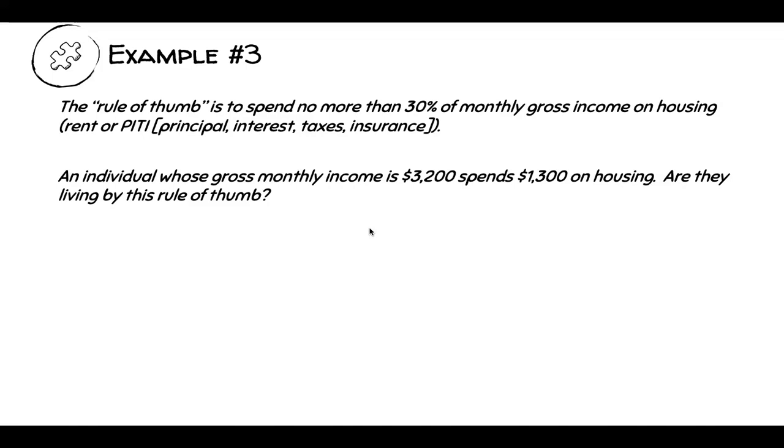It says an individual whose gross monthly income is $3,200 spends $1,300 on housing. Are they living by this rule of thumb? So that's just to take your $3,200 that you make monthly and to multiply it by that 30%. Remember that 30% is a decimal, it's 0.30. When we run through this, a person that makes $3,200 a month by rule of thumb should be spending, I'll just put here rule of thumb, about $960 a month on their housing.